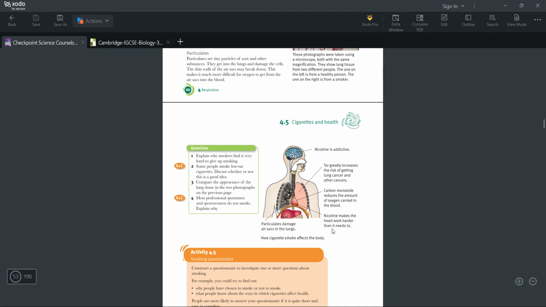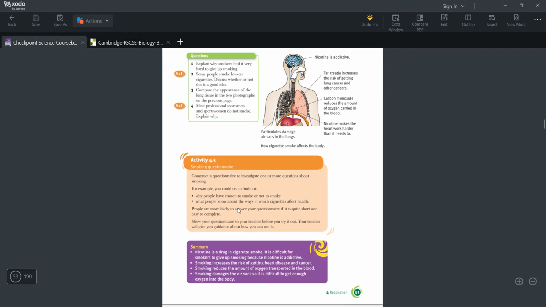Okay. Then compare the other. We've got done that. Most professional sportsmen and sportswomen do not smoke. Explain why. This is because it affects their ability to take in oxygen and therefore to carry out respiration. So it's reducing their ability to effectively metabolize the food that they take in and the energy that is produced from that food.